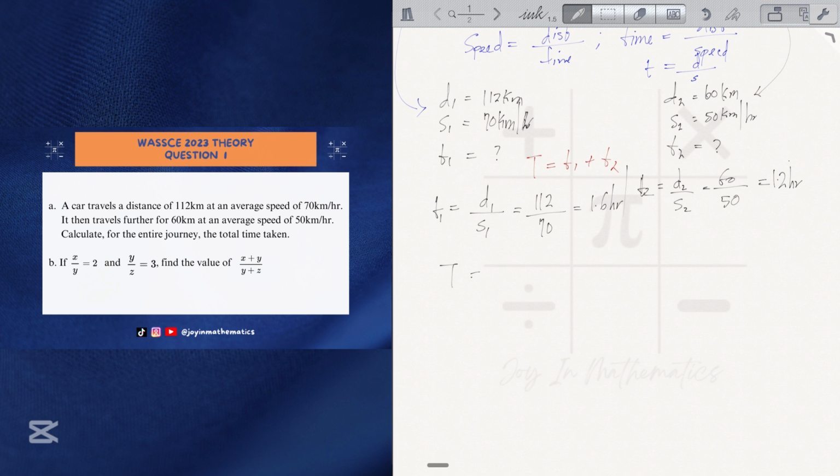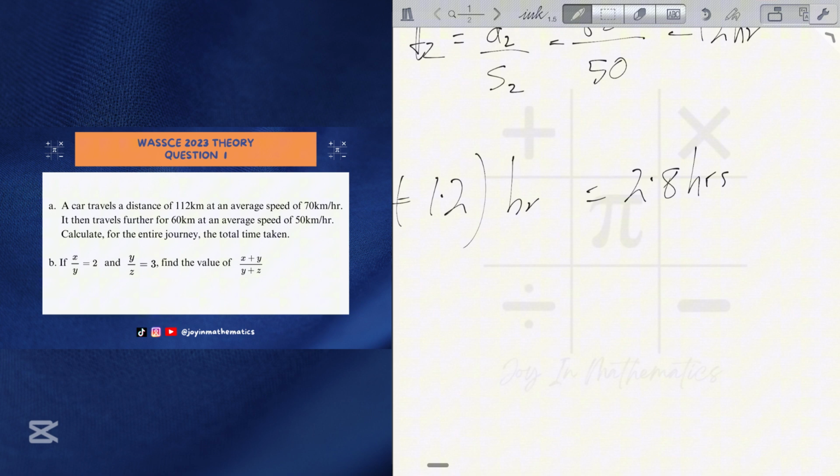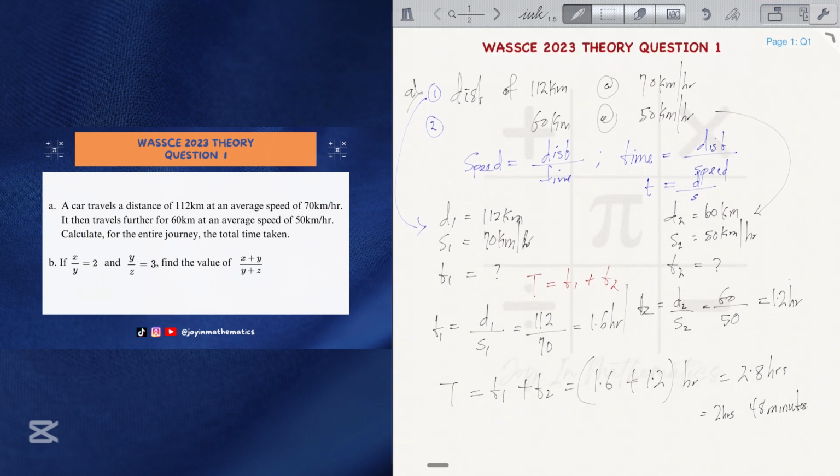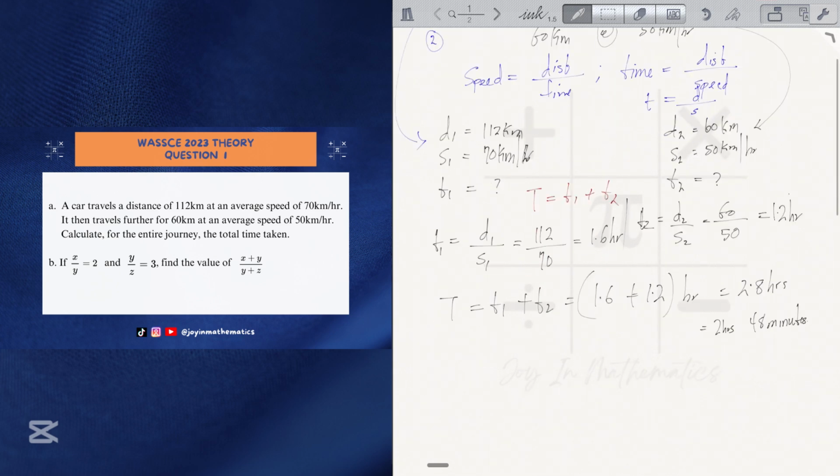So the total time taken, capital T, will be equal to T1 plus T2, which will be equal to 1.6 plus 1.2 hours. And this will be equal to 2.8 hours. 2.8 hours can be interpreted to be equal to 2 hours 48 minutes. That's for part A. You can see it's very simple. Now moving on, let's proceed to B.